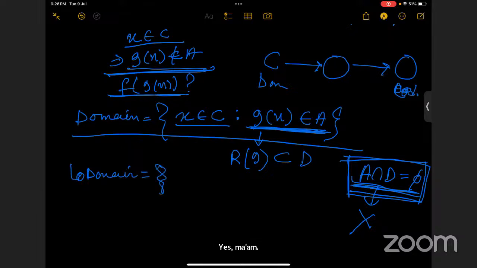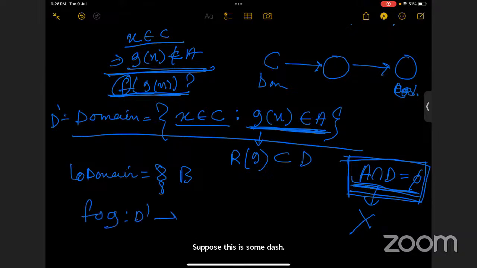So what will be the codomain? It is clearly the codomain of f, right? Which is B. Because we are applying f at the last. Suppose this is some D dash. So our f composition g will be from D dash to B, where B is the codomain of f and D dash is the set of x belonging to C such that g of x is in A. So, is it clear? Yes, ma'am.